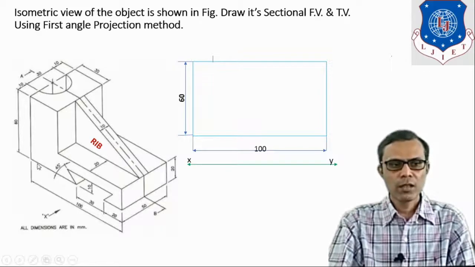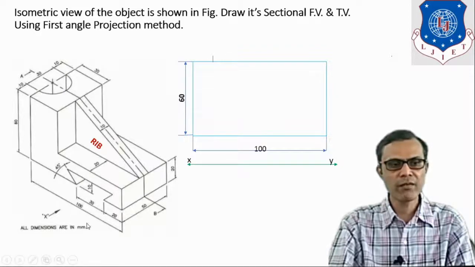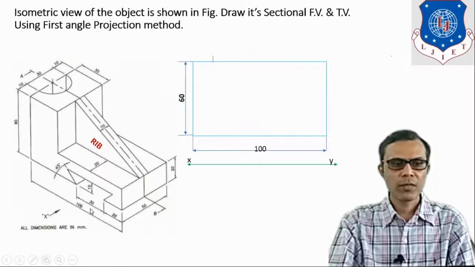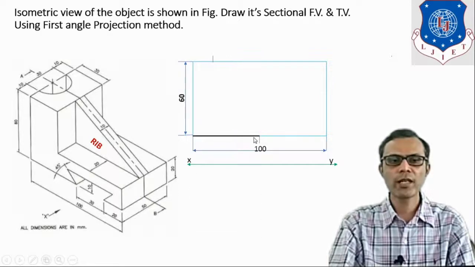Here this edge has a dimension that we have to find out, because the total dimension is given as 100, but from this point to this point, the length is not given. Here you can see it is 20, and this dimension is 30. So 20 plus 30 is 50 mm. 100 minus 50 means that the length of this bottom edge is 50 mm. So draw this bottom edge as a horizontal line with a dimension of 50 mm.